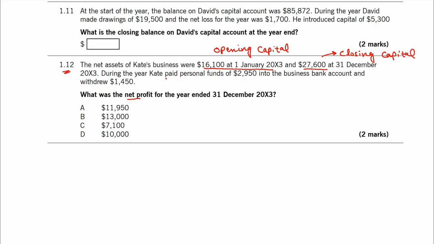During the year, Kate paid personal funds of this amount into the business bank account. That means Kate is injecting some new funds into the business bank account. So it is the additional capital. And finally, Kate is making drawings of this amount. You are required to solve this question, as it is similar to question number 5, which we have just practiced.